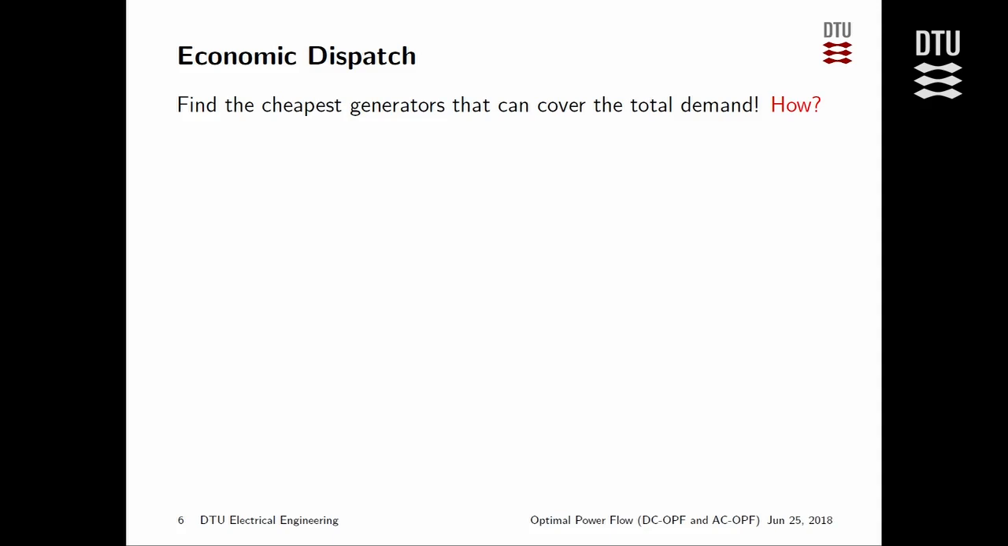Okay, so let's discuss a bit about the economic dispatch. The goal there is to find the cheapest generators that can cover my demand. And I need to formulate that as an optimization problem. So we said that the optimization has an objective function. We want to minimize something, and we have some constraints. So how do I formulate that?